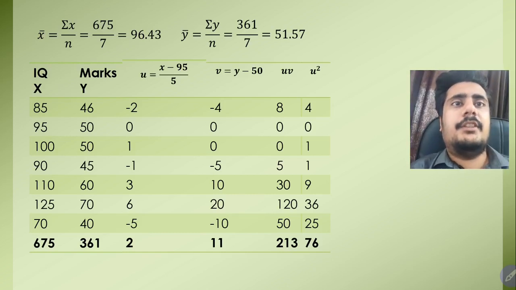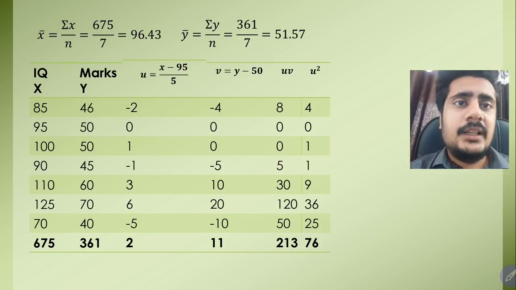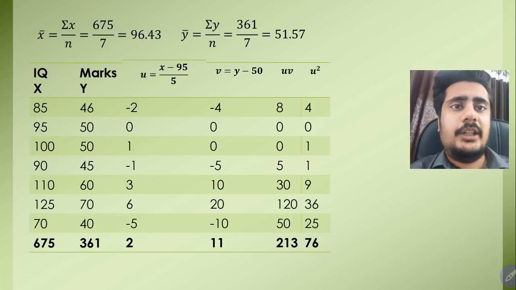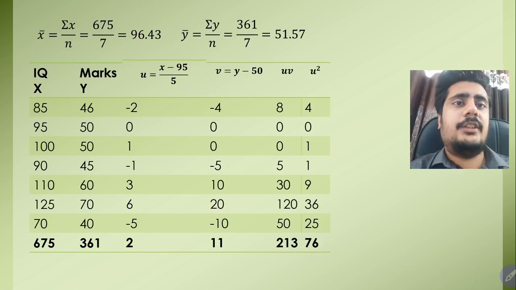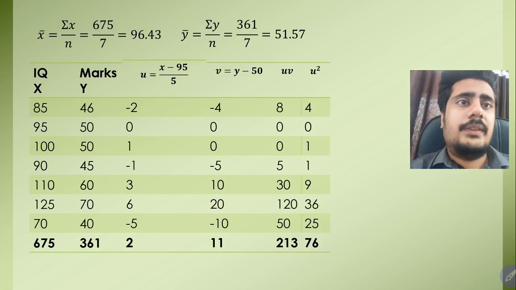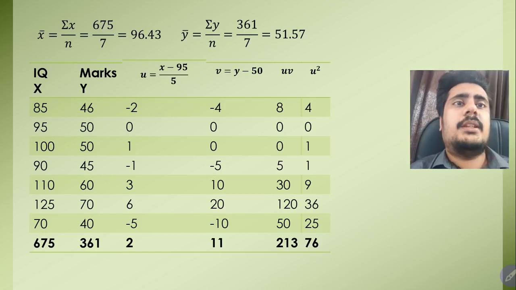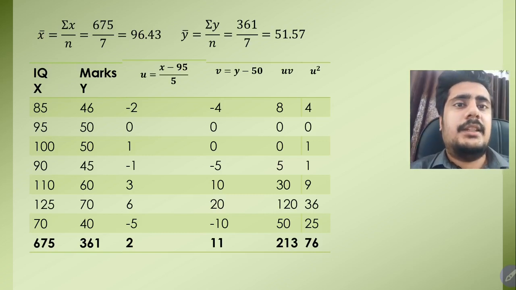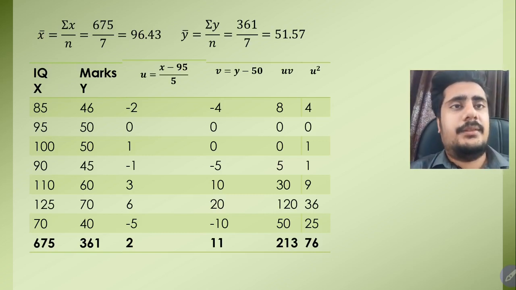125 minus 95 is 30, 30 by 5 is 6. 70 minus 95 is minus 25, minus 25 by 5 is minus 5. Total is 2. Then let's jump to the v. v is what? y minus 50. So 46 minus 50 is minus 4, 0, 0, 45 minus 50 is minus 5. Then 10, 20 and minus 10.